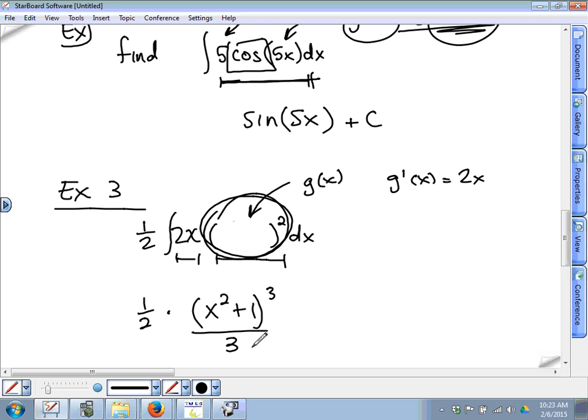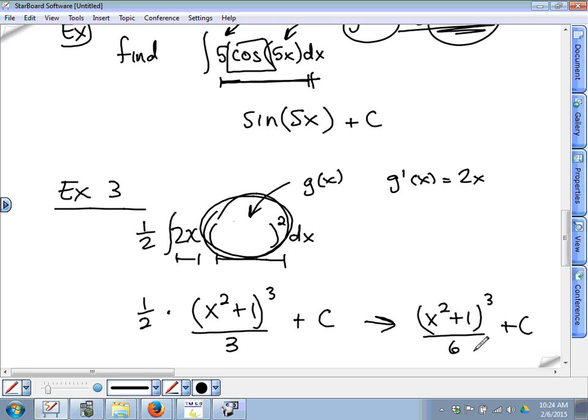You put the 2, and then we have the plus c. So really, just put x squared plus 1 cubed over 6. So then it becomes x squared plus 1 cubed all over 6 plus c. Remember, that goes to 2x. All we did was put 2x back into the integral.